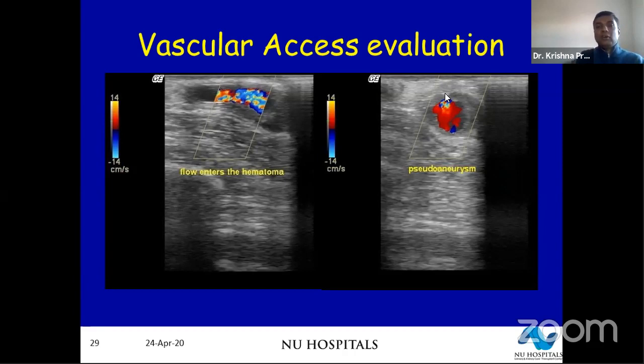Here's a patient 2 weeks down, developed a swelling. You can easily see the flow in the pseudoaneurysm which is occurring.